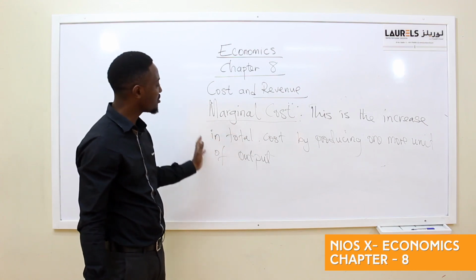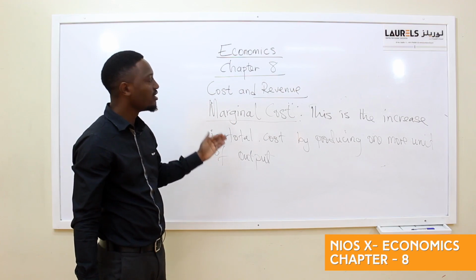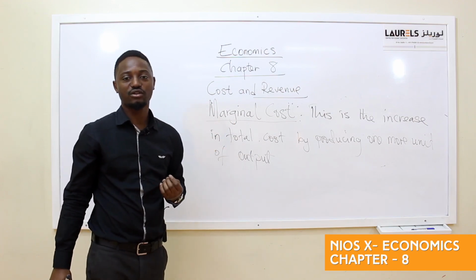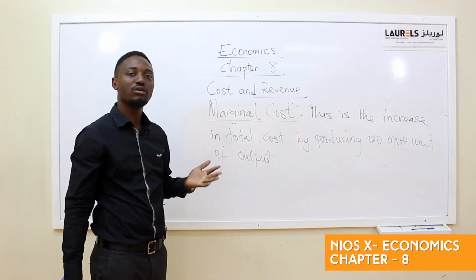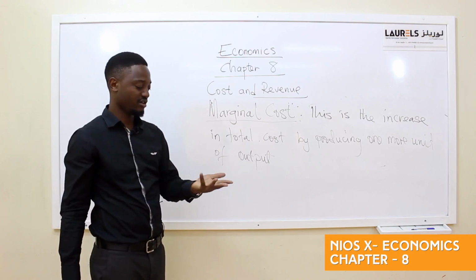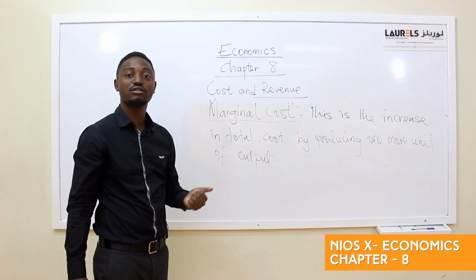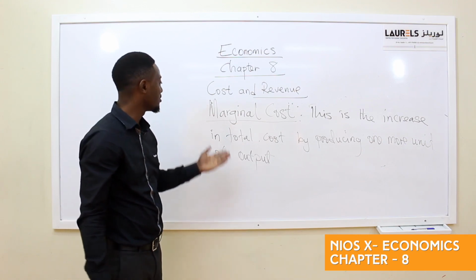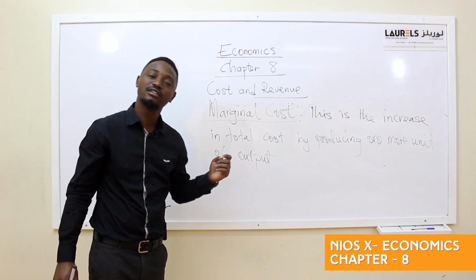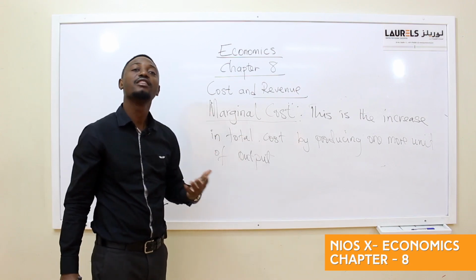So this sums it up for the different types of cost. So summarily, we have fixed cost, variable cost, explicit cost, implicit cost, average cost, and finally the marginal cost.